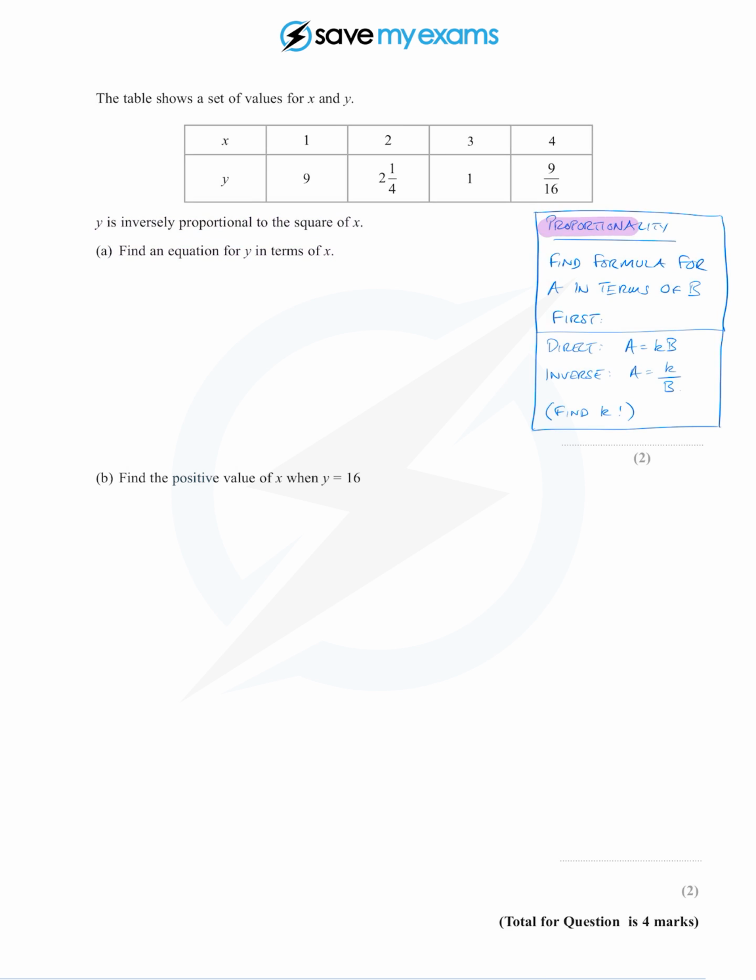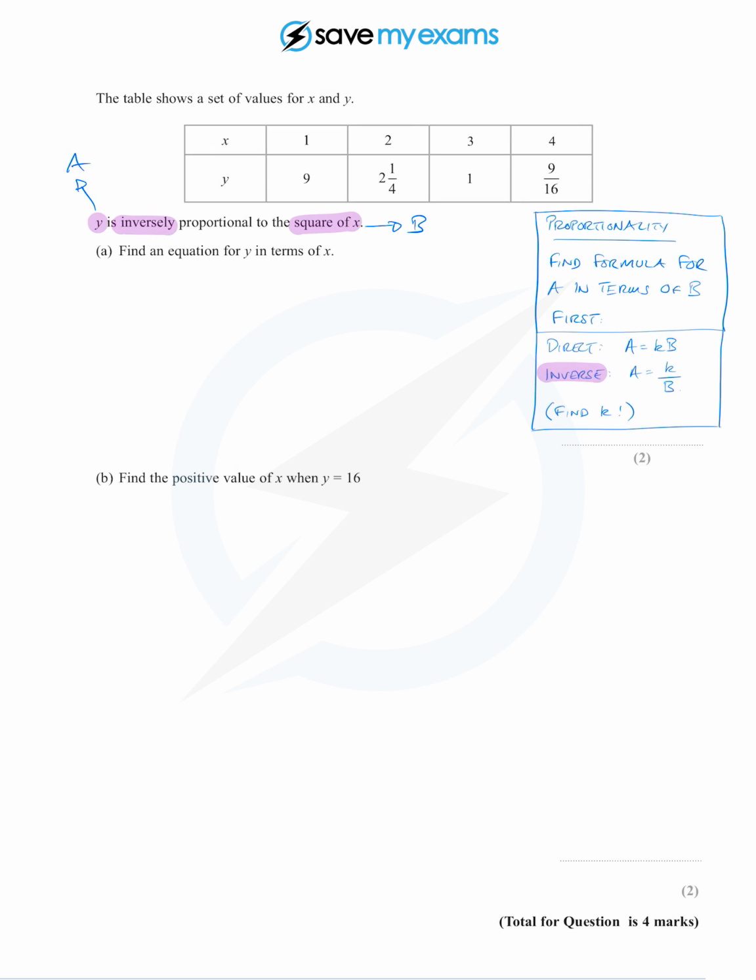Now, we know a bit about proportionality. And in fact, whenever we're dealing with these things, my recommendation would be to find a formula for A in terms of B first. And that's exactly what they've asked us to do. Now we are dealing with inverse proportionality because it says inversely proportional. And our A and our B are, well, this one and this one. So y and the square of x. So that's A, and the square of x is B.